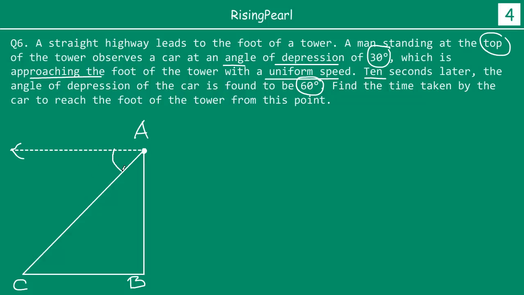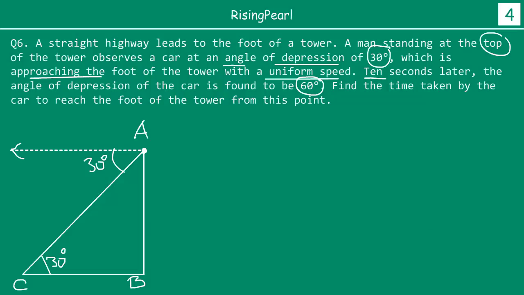So this angle is given as 30 degrees, right? And we have just seen from the last question, if this angle is 30 degrees, it means this angle is 30 degrees. Why? Because this horizontal line is parallel to this line, right? And this is a transversal, so alternate interior angles are same.